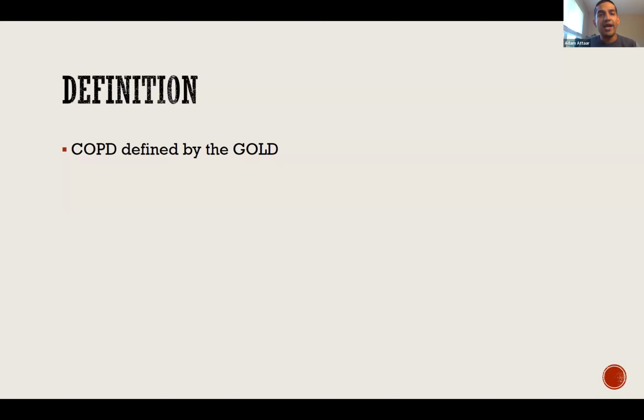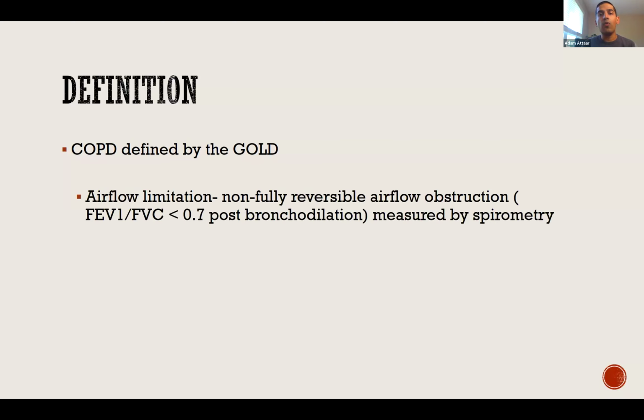So how should we define COPD? Per GOLD, patients should meet 3 criteria. 1, there should be evidence of airflow limitation. So spirometry is important, that there's non-fully reversible with bronchodilation airflow limitation, the cutoff being an FEV1 to FVC ratio of less than 0.7.